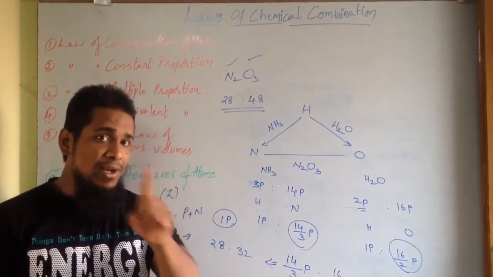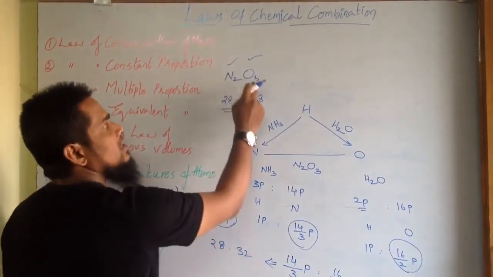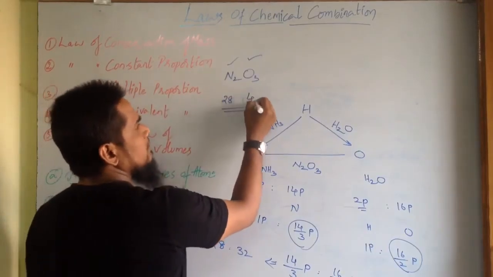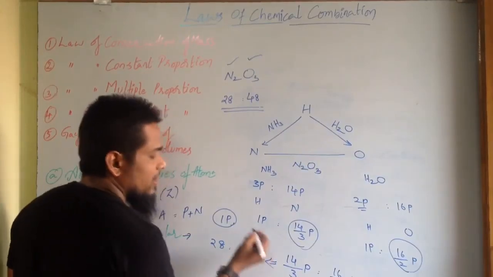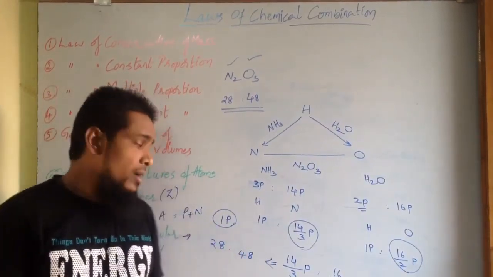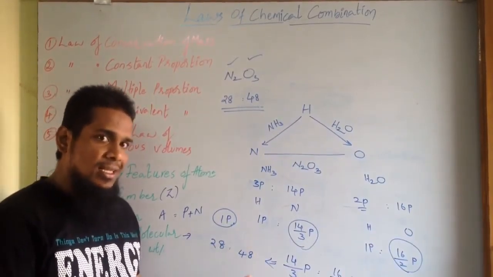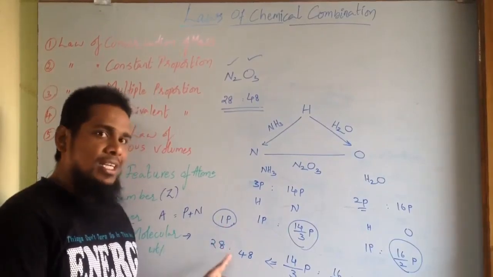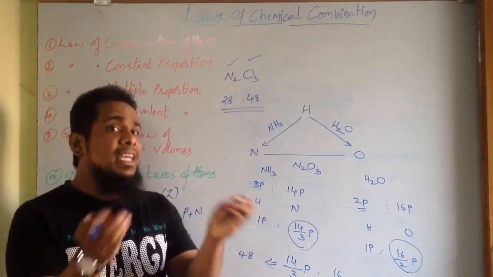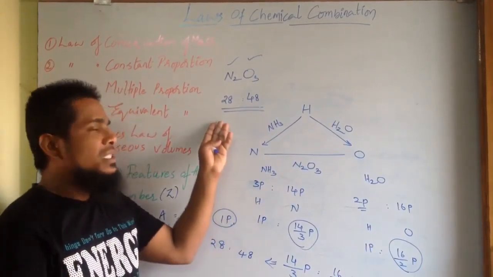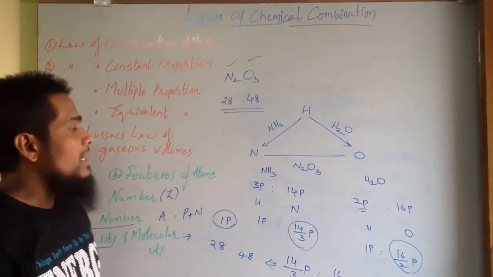And similarly, with 1 part of hydrogen, what is the ratio in which they are combining? Sorry, not 32. 16 times 3 is 48. So with 1 part of hydrogen, the ratio of nitrogen and oxygen combining is 28 is to 48. Similarly, the ratio of nitrogen and oxygen when they combine with each other is also the same, that is 28 is to 48. So this is the law of equivalent proportions.